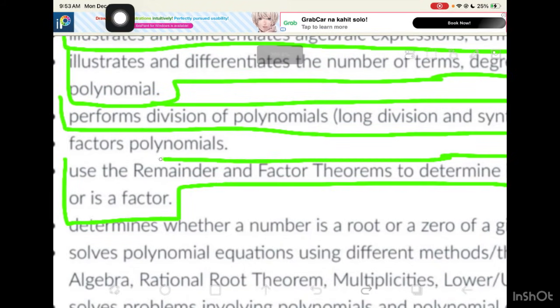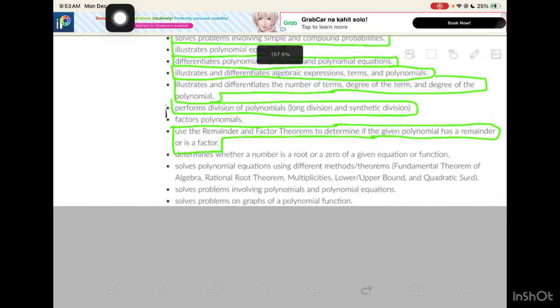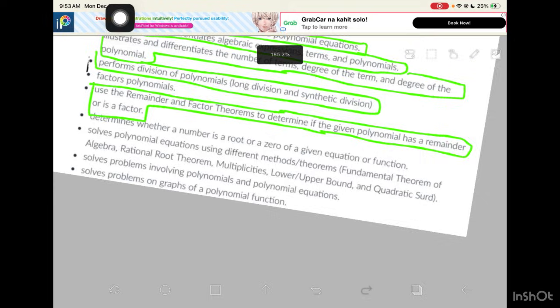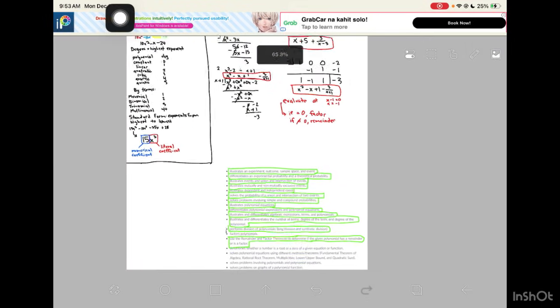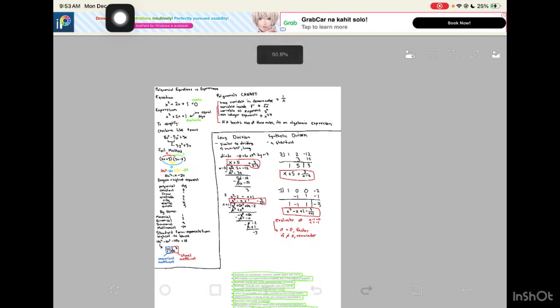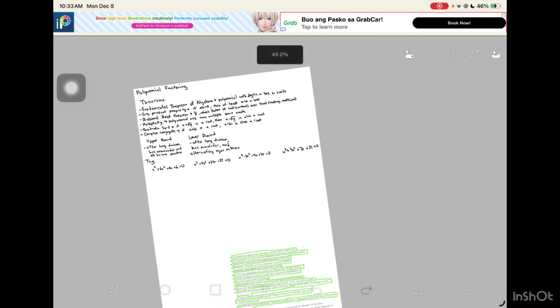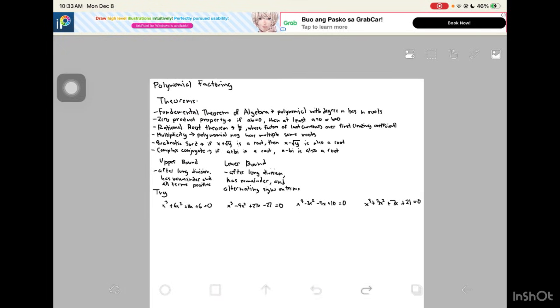Okay, so we haven't covered factoring and root and everything, so I will just take a break and then I'll catch you guys later. Okay, next I have about polynomial factoring.